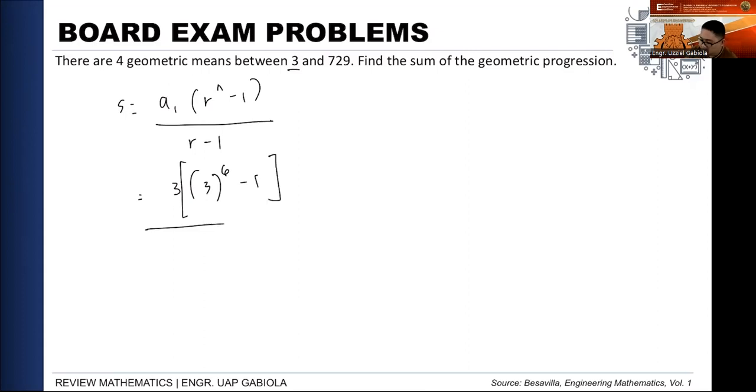So 3 minus 1. So pwedeng calculate nyo na lang. S will be equals to 3 times 3 raised to 6 minus 1 all over 2. So 1092. That will be the sum of all terms. Okay?